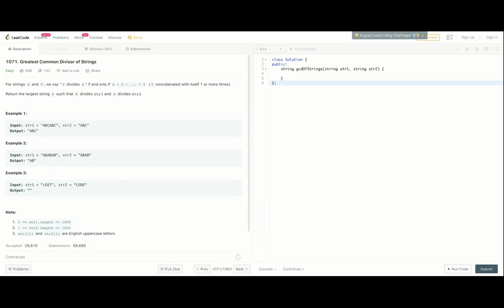Now let's see this one. So we have lead and we have code. Here nothing is common. So what we do? We return an empty string. So we just understood the concept of GCD, right? We did the question for GCD of two numbers. You have to do a similar question for GCD of two strings. So that is the assignment question for you.